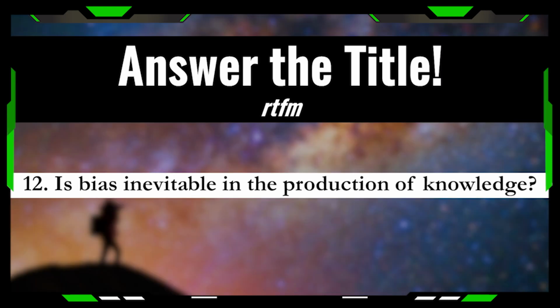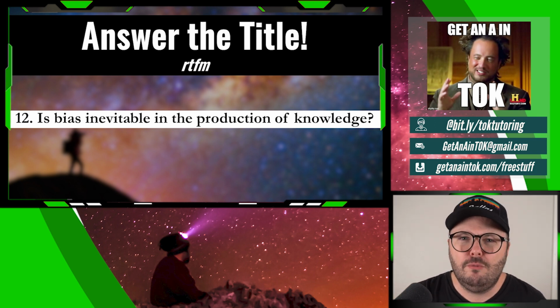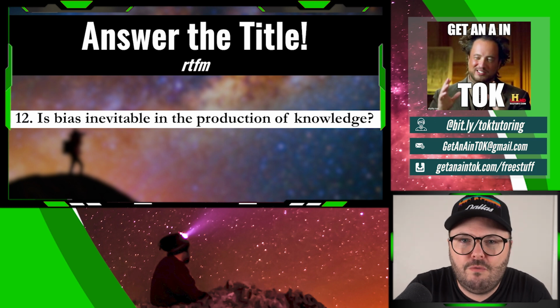So if I get an exhibition with this prompt number 12, the first thing I do is hit Control F and search for the word bias. I want to see bias popping up all over your paper. Then I'm going to search for the word production. I'm going to hopefully see it everywhere. And then, I might not see the word inevitable, but I would see synonyms for the word inevitable.